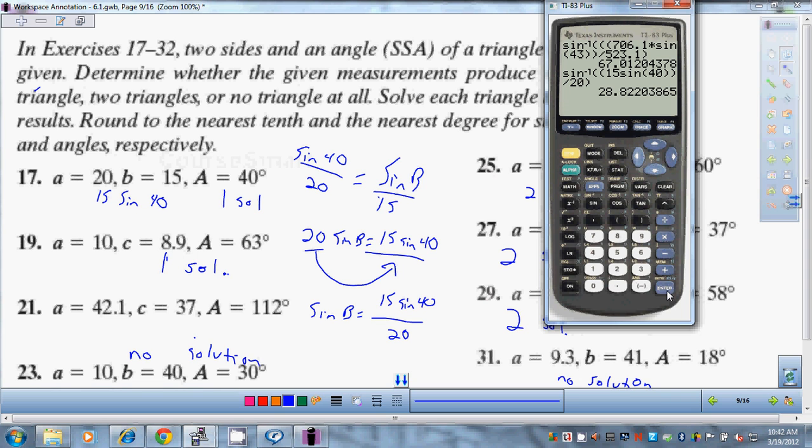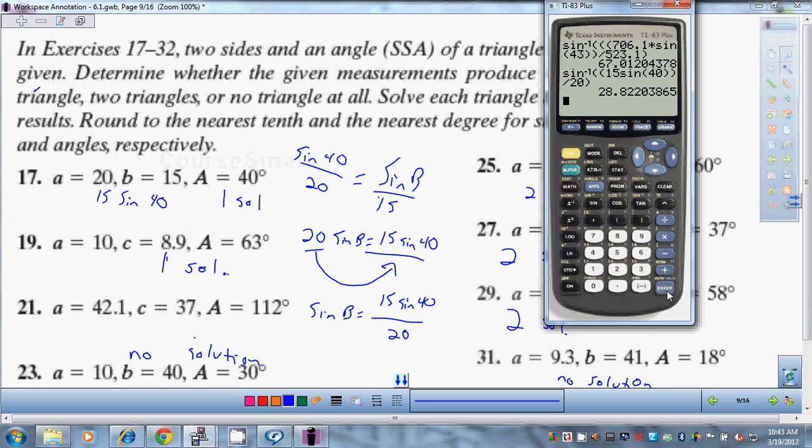Every time you only have one solution, you're going to be looking at a triangle like this. And you're looking for an acute angle. So this is going to be accurate. 28.8 degrees is correct. The only time you can't trust this is when you have a two-solution problem. And I'll show you how to do that in a second. So 28.8 degrees, you have angle B.